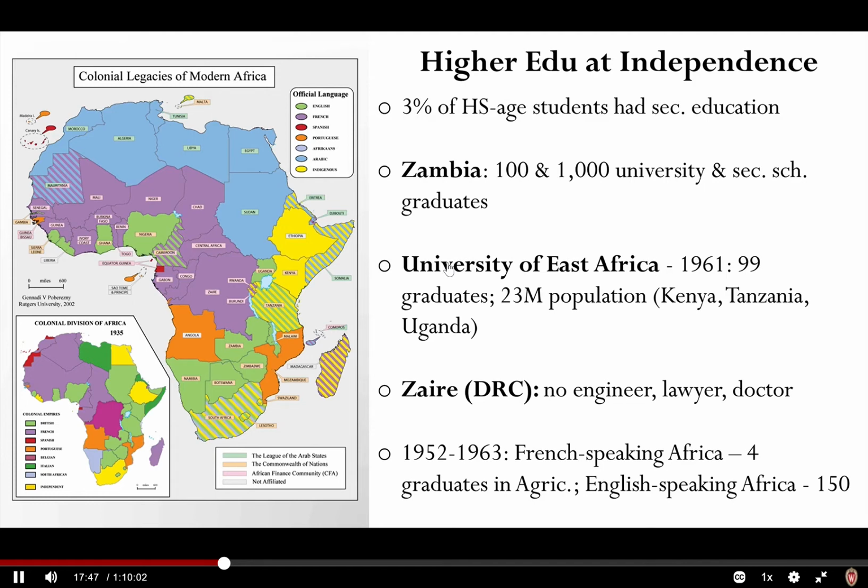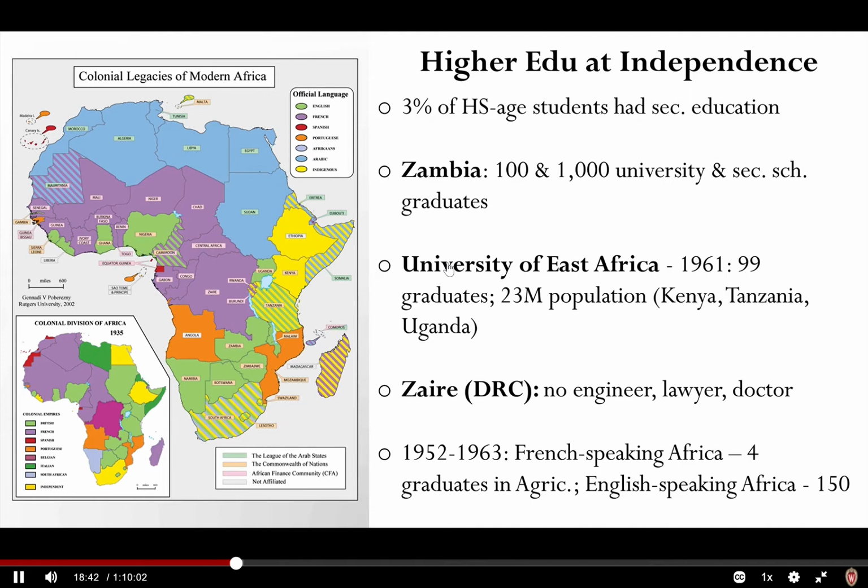If you go to the University of East Africa, which brought together Kenya, Tanzania, and Uganda, in 1961, there were 99 university graduates. And the population for these three countries was about 23 million. I want you to get a sense of how much or how little education had actually been accomplished during the colonial era. In Zaire, which is present-day DRC, the Democratic Republic of the Congo, when the country gained independence, there was no engineer, there was no lawyer, there was no doctor in the country.